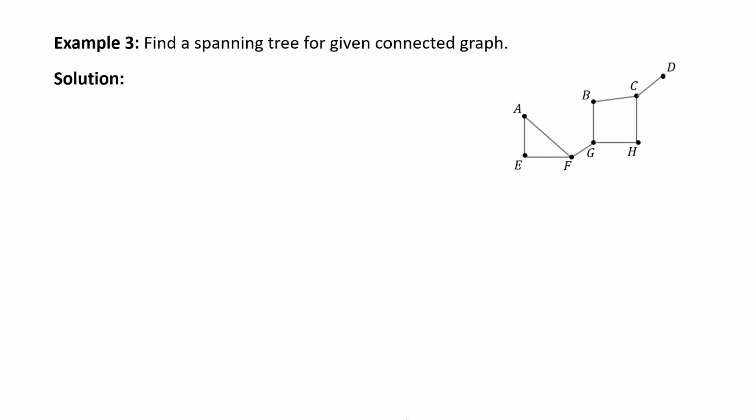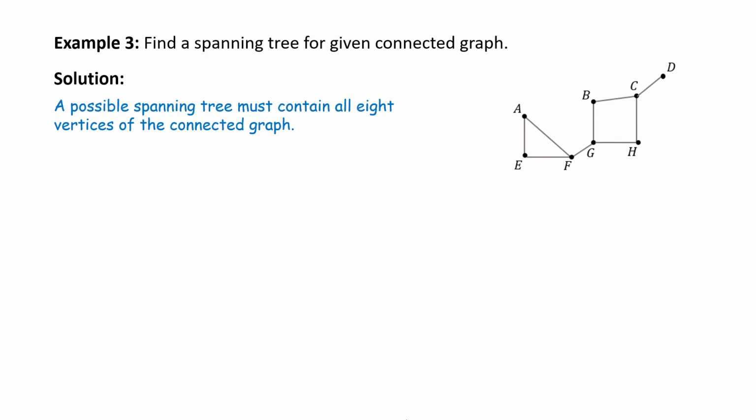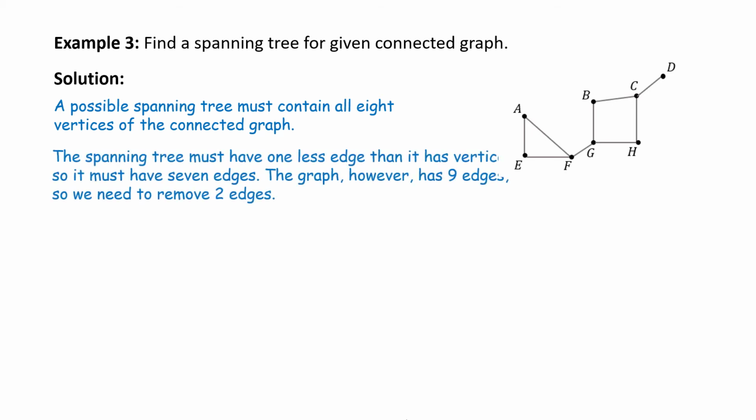Example, find a spanning tree for the given connected graph. A possible spanning tree must contain all 8 vertices of the connected graph. The spanning tree must also have one less edge than it has vertices, so it must have 7 edges. The graph, however, has 9 edges, so we need to remove 2 edges.